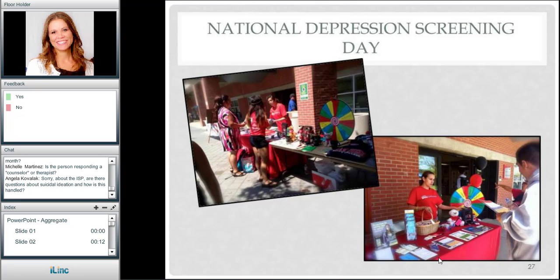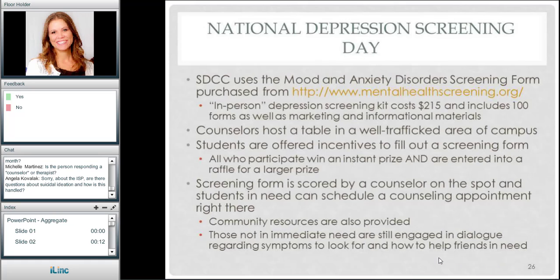And then in addition to getting their instant prize, they also are entered into a raffle for a larger prize. For the larger prize, we usually give out a gift card to the bookstore, or a few times we've given out Kindle Fires as the large prize. So that's what kind of gets students over and filling out the form. And like I said, it usually takes them 10 to 15 minutes. And after they're done, they'll come back and meet with the counselor on the spot to score the form, and the counselor can talk about it with them right there. Usually they'll walk away from the table or find a spot in the shade if it does look like the person is struggling a lot.